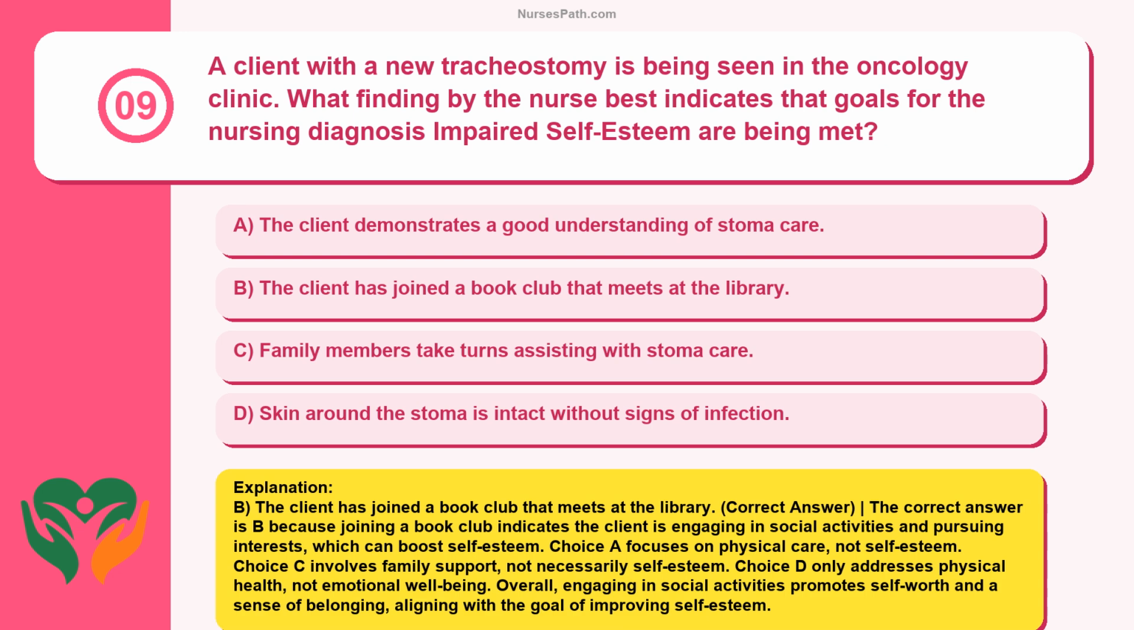B. The client has joined a book club that meets at the library. Correct answer: the correct answer is B because joining a book club indicates the client is engaging in social activities and pursuing interests, which can boost self-esteem. Choice A focuses on physical care, not self-esteem. Choice C involves family support, not necessarily self-esteem. Choice D only addresses physical health, not emotional well-being. Overall, engaging in social activities promotes self-worth and a sense of belonging, aligning with the goal of improving self-esteem.